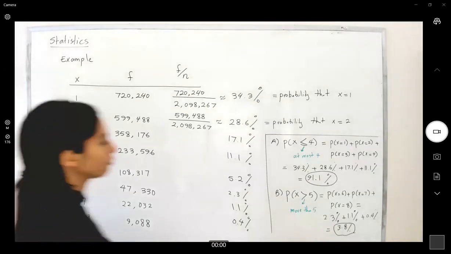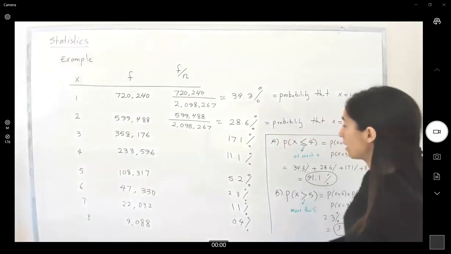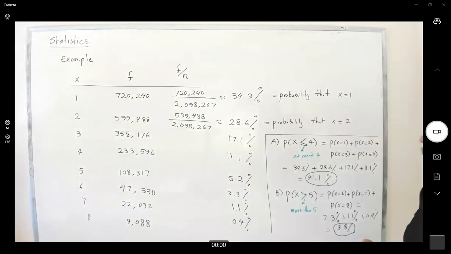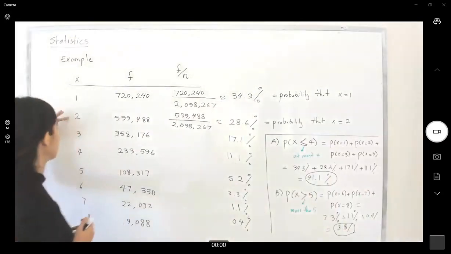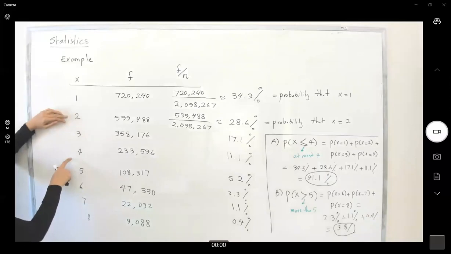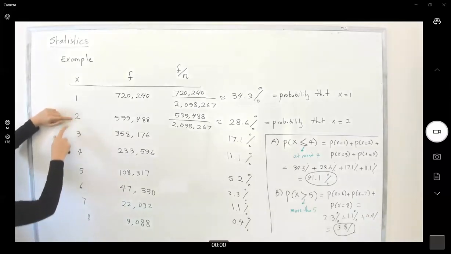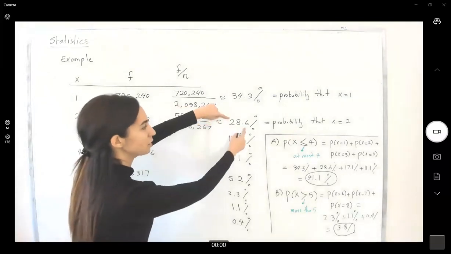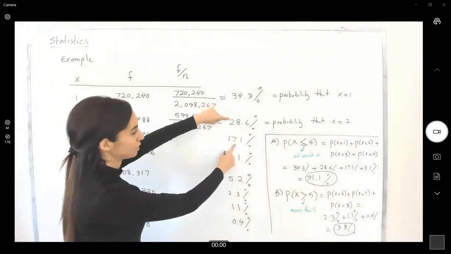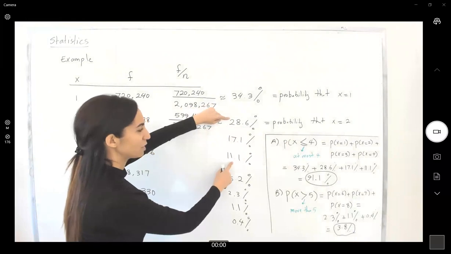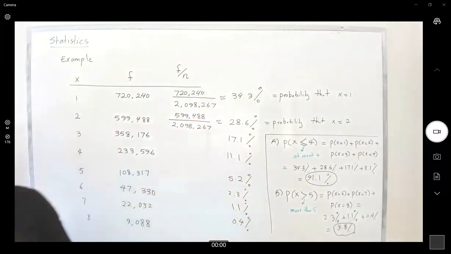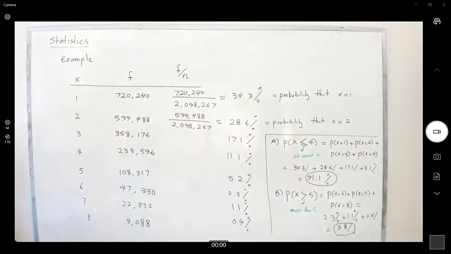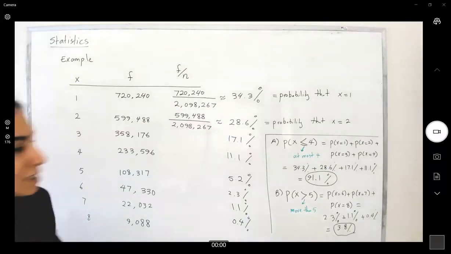And C, to find the probability that we have between 2 to 4 people living in these rental properties, we have to add the 2, 3, and 4 probabilities, which is 28.6% plus 17.1% plus 11.1%. So the answer to question C is 56.8%.